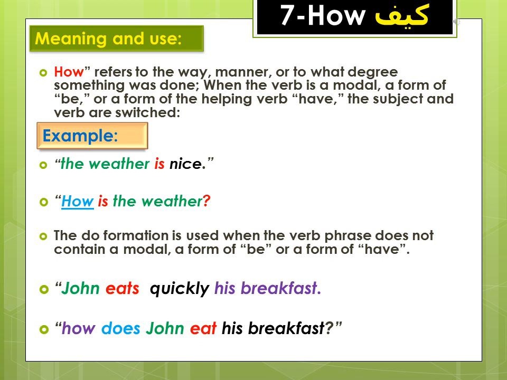So in the other case, if there is none of the above, meaning have or to be or a modal verb, we use the do formation. It is used when the verb phrase does not contain a modal or a form of to be or a form of have. So example, John eats his breakfast quickly. Look here, we have eats, with no auxiliary verb. So eats is in the present, and we use do in the present, which becomes does. So how does John eat his breakfast?